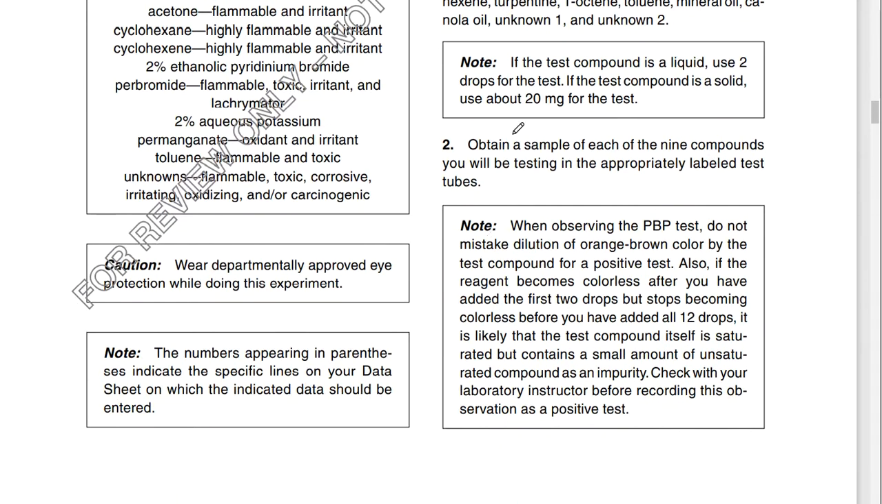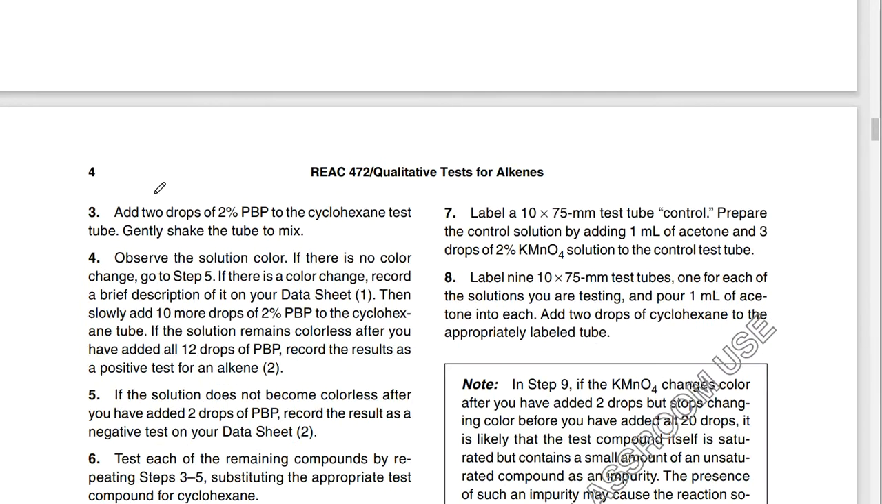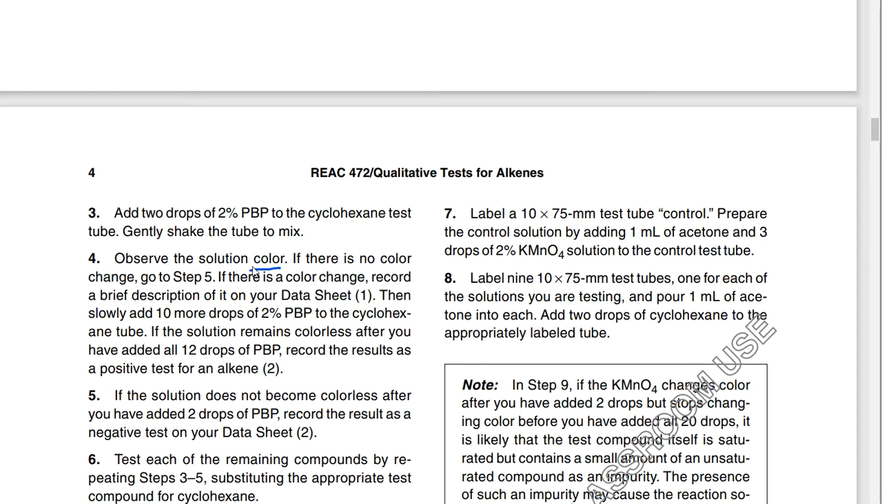Step number 2 says obtain a sample of each of the 9 and put them into the test tubes. Step 3 says I'm going to add 2 drops of PBP, and then gently shake it and record what color that solution is. If there's no color change, go on to step number 5. But if there is a color change, record that on your data sheet. And then we're going to add 10 more drops of PBP.